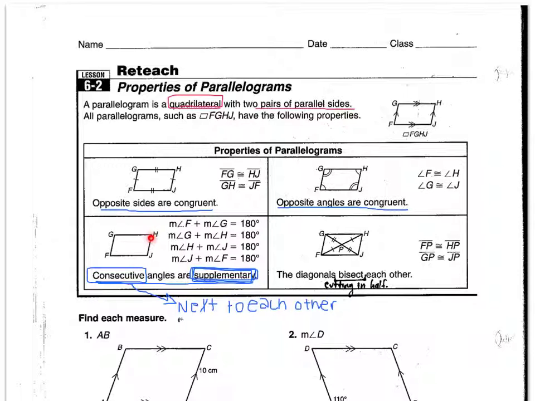Okay? Fourth property: diagonals bisect each other. And bisecting each other means cutting in half. So if you have tick marks, highlight these tick marks. If you have tick marks here, that means they're congruent. Double tick mark, that means they're congruent. Okay? So it's 4 properties and 1 definition. Now let's go ahead and move on to the examples.